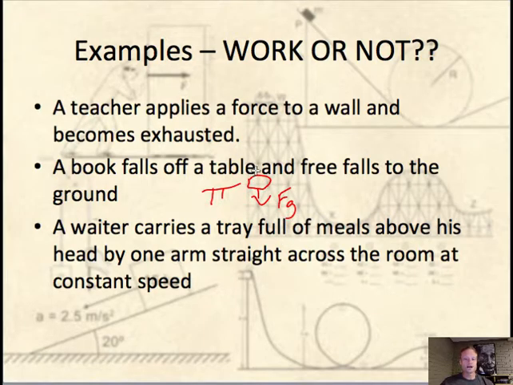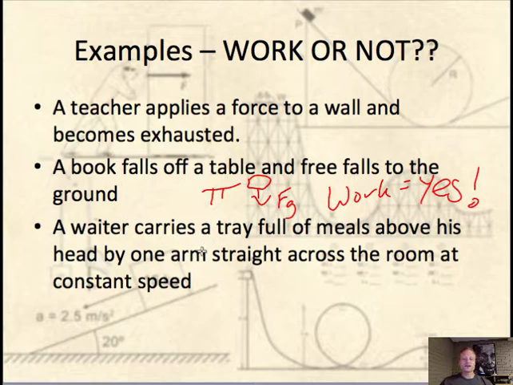Does it move some distance or some displacement? Does the book have some displacement? The answer is yes. Whatever the distance is from the tabletop to the floor, right? That's its displacement. And is the force in the same direction as the displacement? The answer is yes. So work was done. Work equals yes. Okay, but we definitely had some work here. Now this one's tricky, so definitely think about this one.